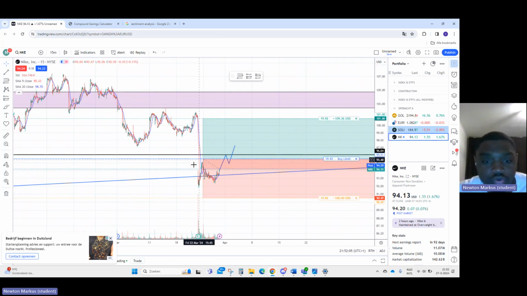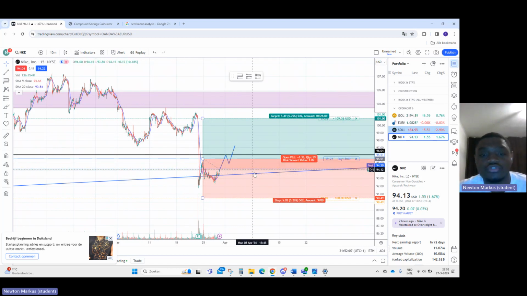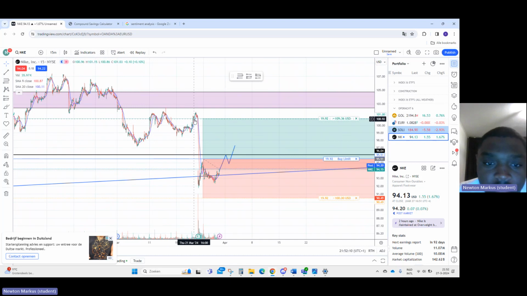So if structure here is broken, then I will take a trade to this point, and if this take profit is hit, I will go up and adjust my take profit levels.